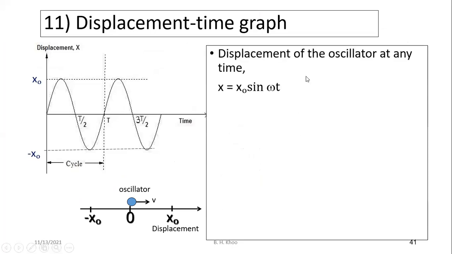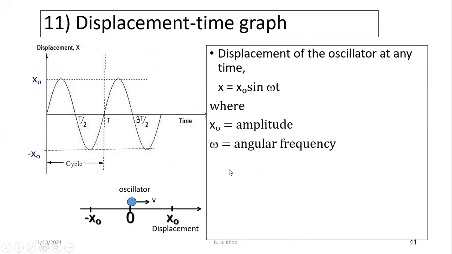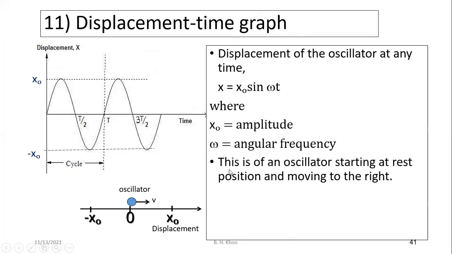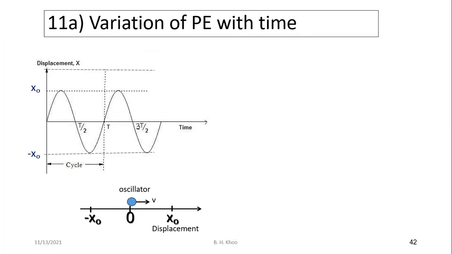And then we go to our equation. That's our equation for simple harmonic motion starting from the rest position. That's the oscillator, where x naught is the amplitude and omega is the angular frequency. This is an oscillator starting from rest. You must be able to recognize that. That formula means it starts from the rest position, moving to the right. Amplitude is constant, remember: simple harmonic motion, no friction, no air resistance.